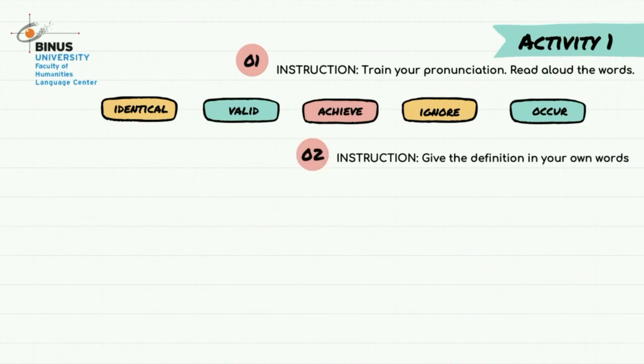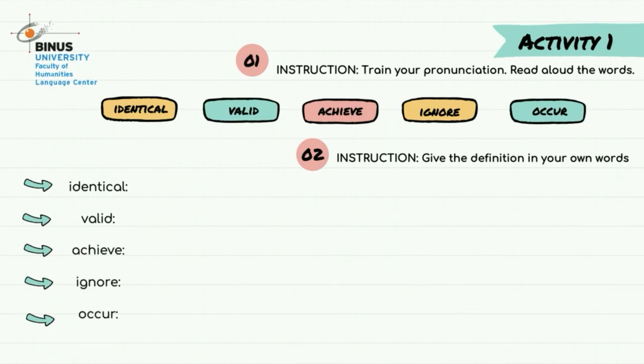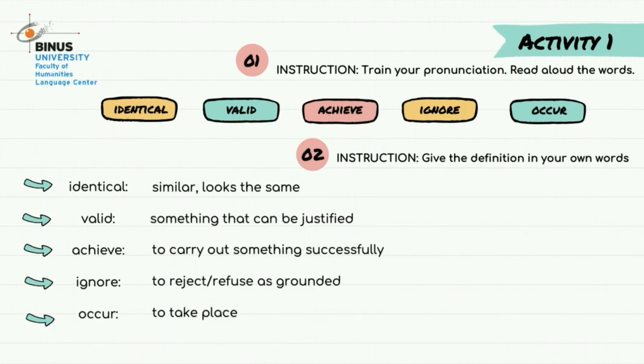It is to give the definitions of the words that we have covered before in your own words. So try to find the meaning of what is identical, what is valid, what is achieve, what is ignore, and what is occur. When you have found the meaning, try to summarize it in your own words. Right. Identical means something similar or looks the same. Valid has the same meaning as something that can be justified. Achieve means to carry out something successfully. When you're ignoring someone, it means you're rejecting or refusing that person. The last one, occur, means to take place.